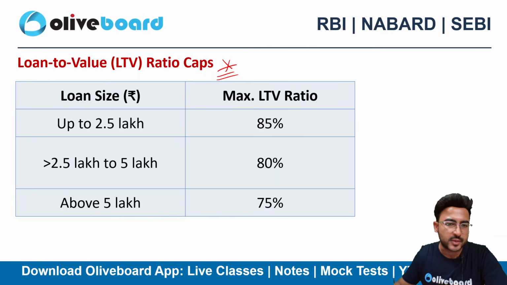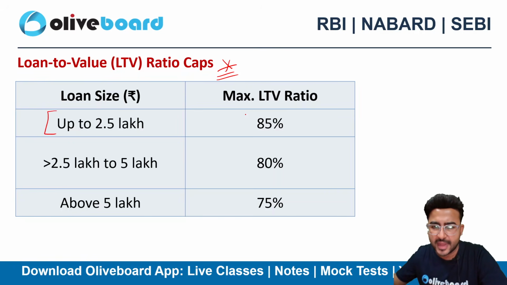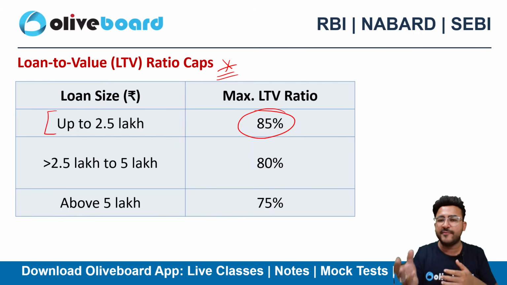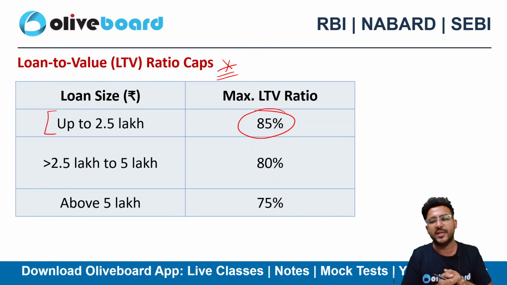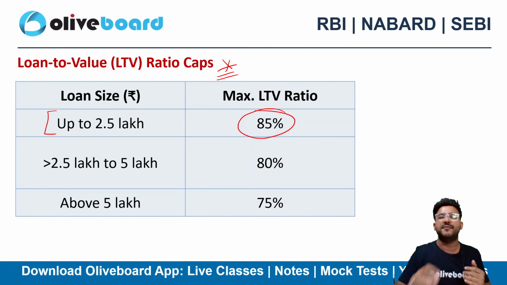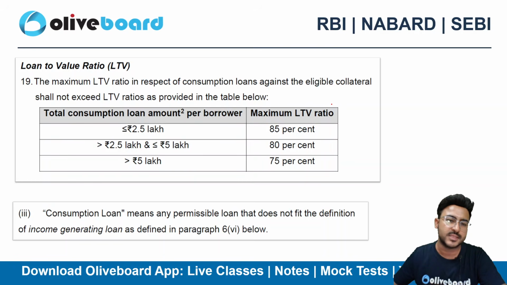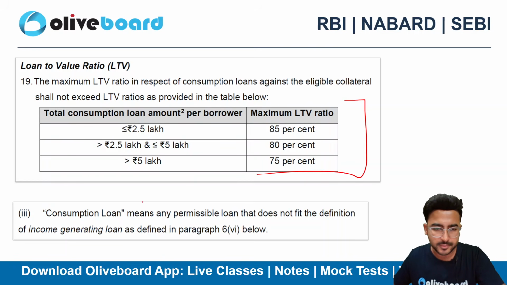This is the most important thing: LTV ratio, loan to value ratio caps. So here is the ratio cap. If the loan size is up to 2.5 lakh rupees, then your LTV ratio can be 85%. If it's more than 2.5 lakh but up to 5 lakh, then 80% will be your LTV ratio, and beyond 5 lakh, 75% will be your LTV ratio. You need to remember these things, right? Please do remember these limits.